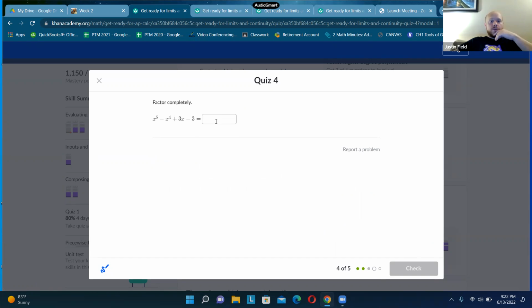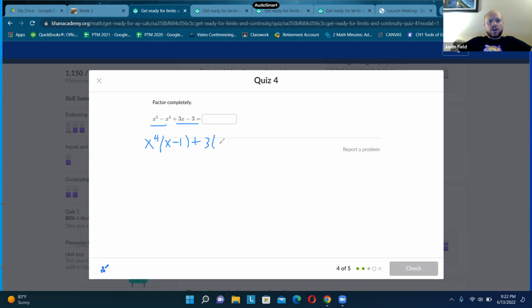Oh, but this one we must factor because this has 4 terms. How do we factor with 4 terms? We factor by grouping. So we're going to look for the GCF in the first 2 and then the second 2. So in the first one, there's a GCF of x to the 4th. And that leaves us with x minus 1. In the second pair, there's a GCF of 3. And that would also leave us with x minus 1.